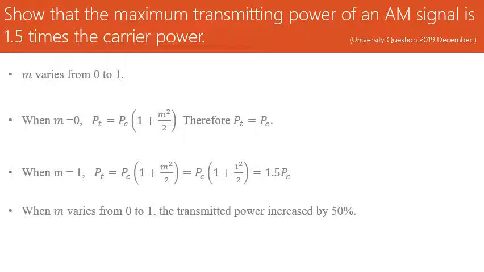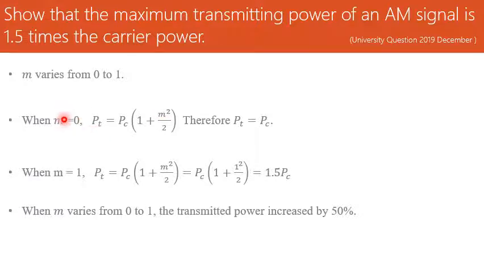Next, a university question which was asked in December 2019. Question number 3: show that the maximum transmitting power of an AM signal is 1.5 times the carrier power. We already know the modulation index, or coefficient of modulation M, varies from 0 to 1. We also know the expression for the total transmitted power, which is equal to PC into 1 plus M square by 2.